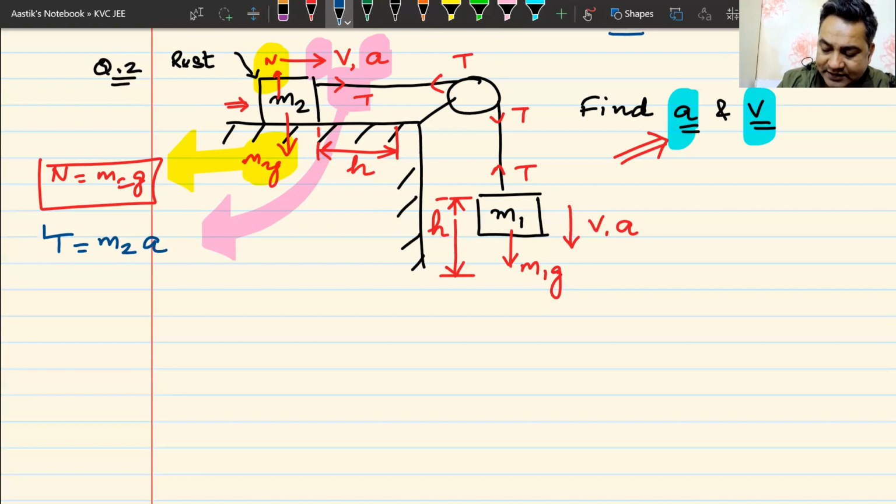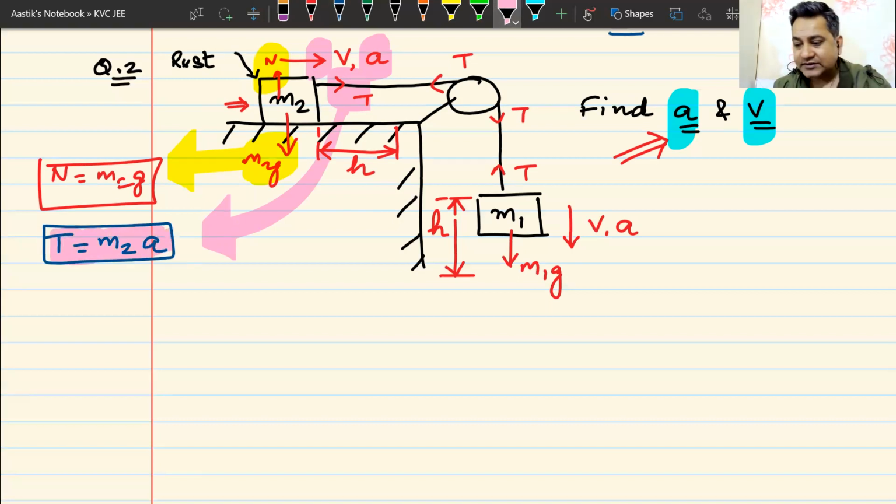Do we understand this? Can I have some raised hand that we understand this, sir? So this is a revision of your previous chapter, as well as you are going to learn something new. How are we relating things? That is important. T is equal to m2a. Let us now move on to the third equation. Can anyone tell me what will be the third equation?